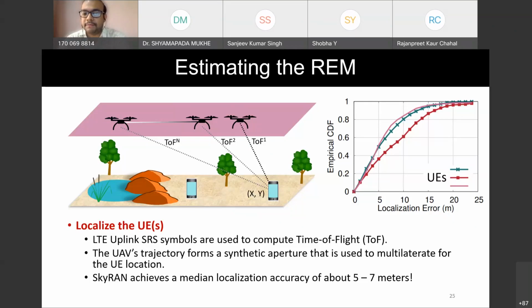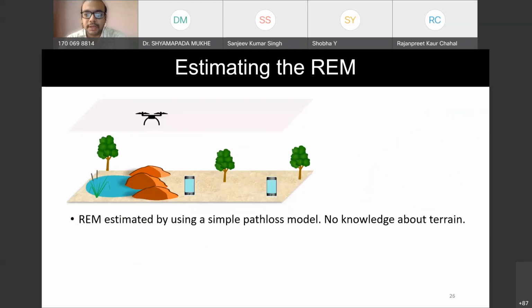Okay, so now we have done the first thing. We have climbed to the right altitude. The next thing is we have localized all the UEs on the ground in this way. And now the third thing is that we want to look for the optimal operating point. So how do you start? We start by estimating the REM, or the radio environment map, and we know the location of all the UEs with a certain error. 5 to 7 meters error is there, but we approximately know the location. There are generic path loss models which basically say that with distance your signal strength is going to fade away.